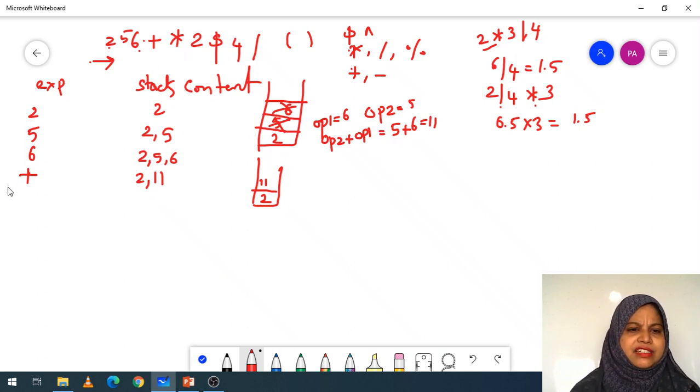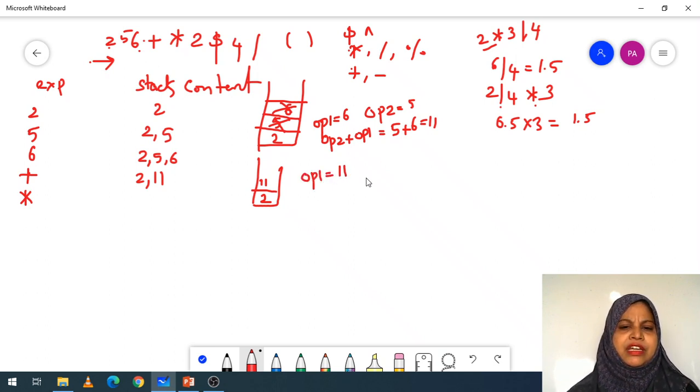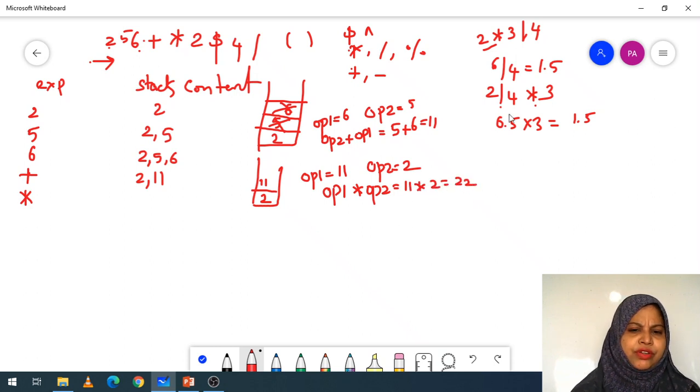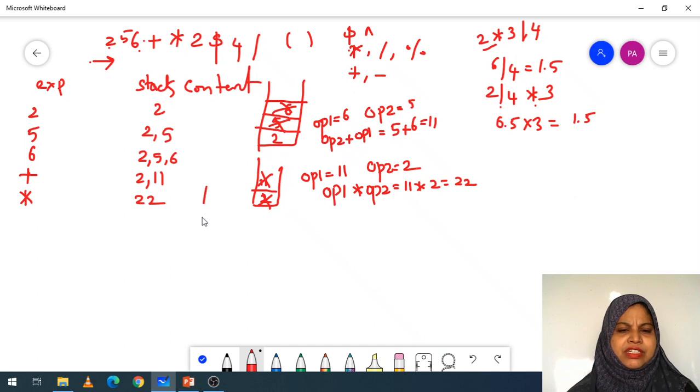Now, what is the next symbol? Star is there. We have to check whether the star is an operator or operand. Star is an operator. So, we have to delete the top 2 elements. Here my first element is OP1, OP1 is 11. My second element is OP2, OP2 is 2. Then we have to perform the operation: OP1 into OP2, 11 into 2, that is 22. The answer is pushed into this stack. Now, the stack consists of only 22.